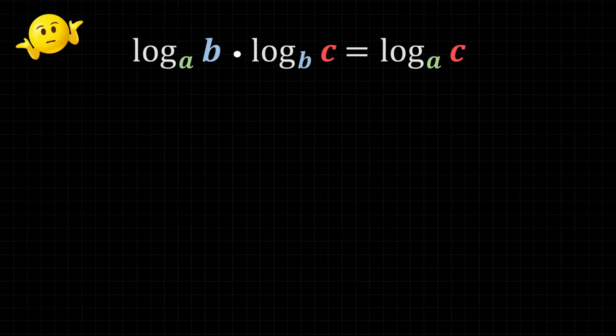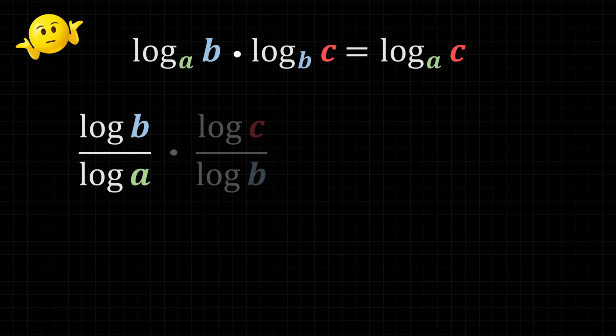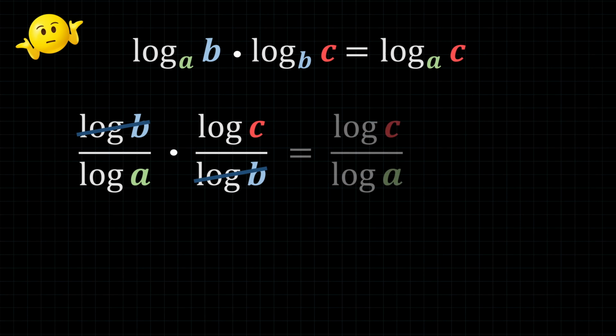Here's a log rule that is completely redundant because of the change of base rule that we know. I don't even know the name of this rule. It states that log base A of B times log base B of C is log base A of C. Let's do this using the change of base rule. You see log base A of B can be written as log B over log A, and I'm just going to use the base of 10 here, times log C over log B, and we can cancel out the log B's, leaving us with log C over log A, which we can write combined as log base A of C.